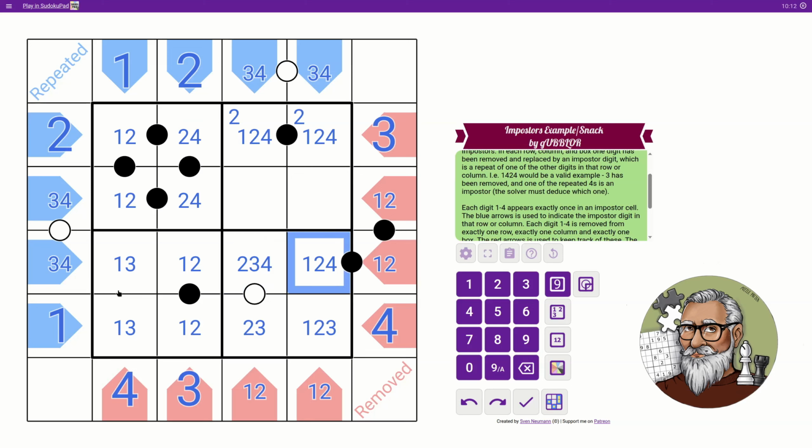Well, this one can't be 1 either, right? Because if this is 1, then this would have to be 2, because 1 can't repeat. But if we have 1 and 2, this doesn't work. Oh, this can't be 1 either for the same reason. Oh, right. So this isn't 1, but this would have to be 3. And this would have to be 1 then. Okay. Did that get me anywhere?